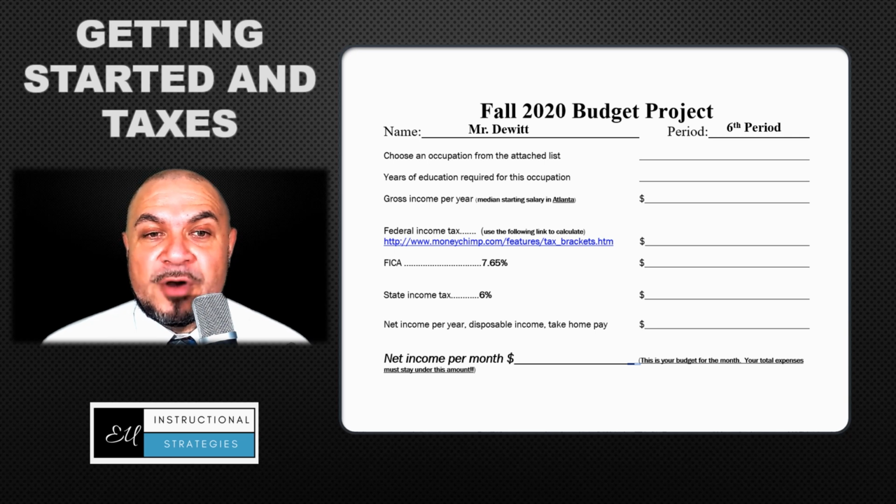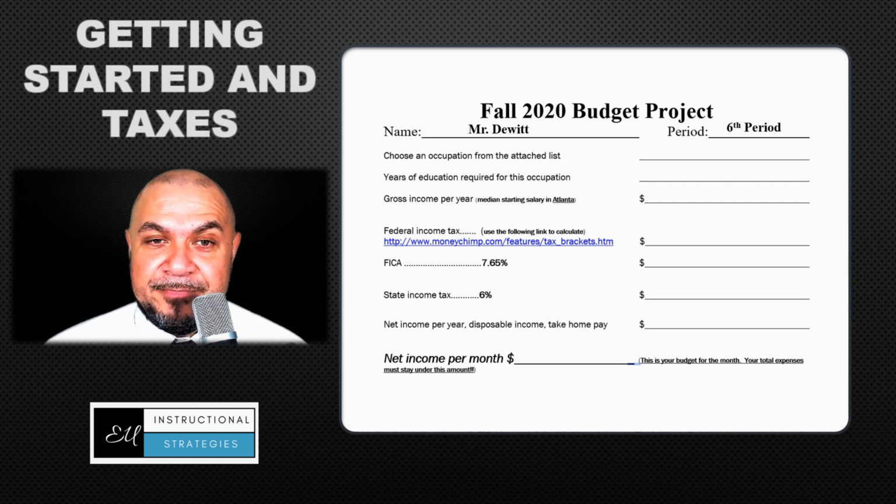All right, so the very first thing you need to do is print out the budget project. That is your homework. You've never had a homework assignment in my class before, so this is the first and only homework assignment that you're going to get. So once you print it out, you are to turn to the very last page of your project, and that is actually where the project starts.